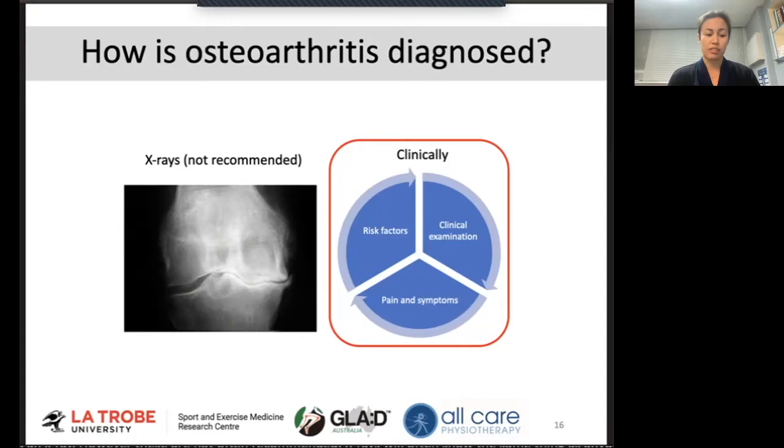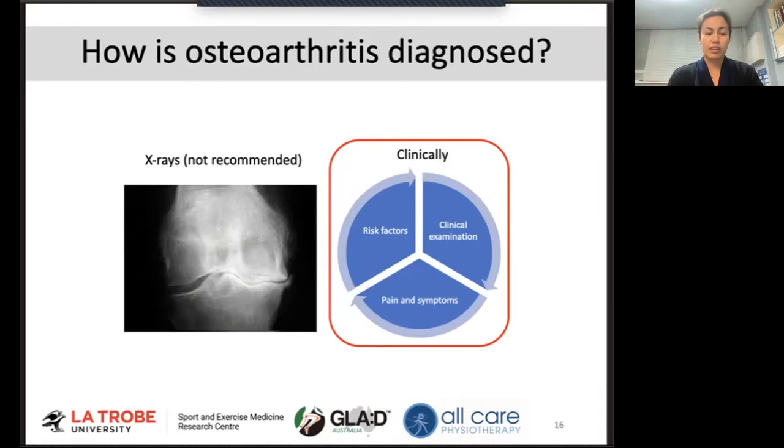So it's not particularly reliable. X-rays are important when someone's looking down the route of a surgical intervention, like a knee replacement or a hip replacement. But for the purposes of the GLAD program, we just look at the patient clinically.